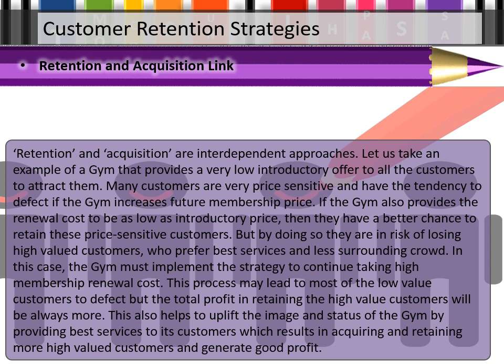But by doing so, they risk losing high-valued customers who prefer best services and less surrounding crowd. In this case, the gym must implement the strategy to continue taking high membership renewal cost. This process may lead most of the low-value customers to defect, but the total profit in retaining the high-value customers will always be more. This also helps to uplift the image and status of the gym by providing best services to its customers, which results in acquiring and retaining more high-valued customers and generating good profit.